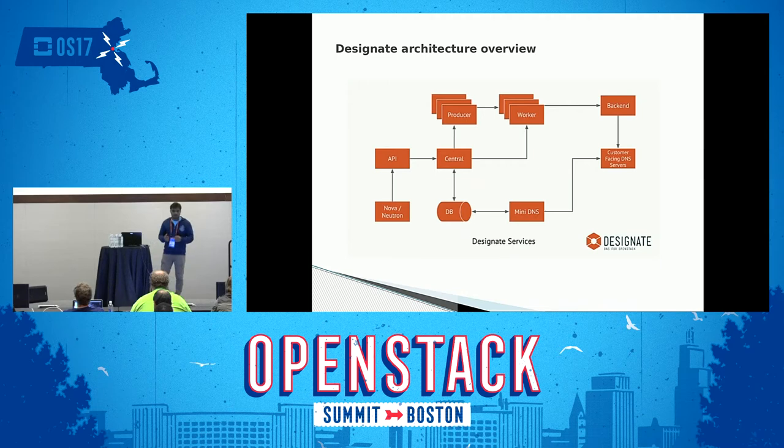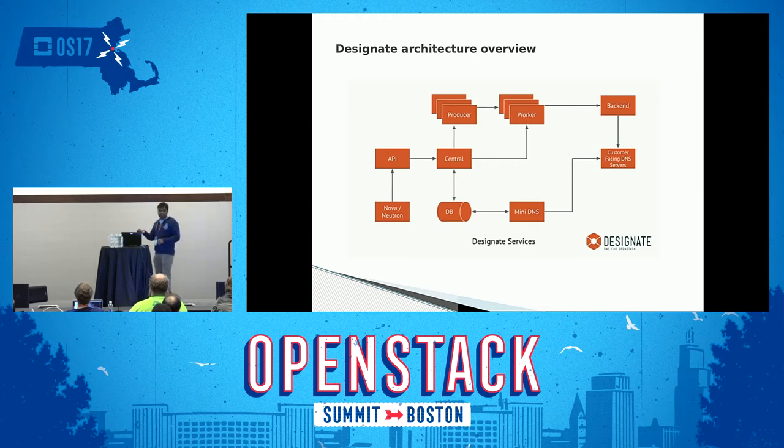Let's have a brief overview of the Designate architecture. It has an API, just like other OpenStack component APIs like Nova and Neutron, which accepts the HTTP request, validates authentication tokens, and then passes the request to Designate Central for further processing. Central is the component where all the business logic resides. It talks to the database, and also to workers and producers. The producer generates periodic tasks and sends them to the worker to do further tasks.